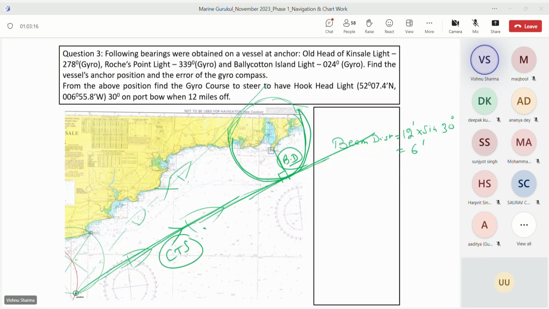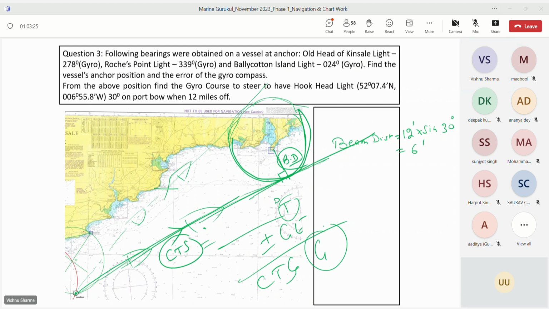This will be the CTS true, plus or minus gyro error. This will give you the CTS gyro. Have you understood the method? Okay. So if this method comes somewhere in the question, you should be able to deploy it. You would have done it in second mates also, but if you've forgotten, just make a note of it.